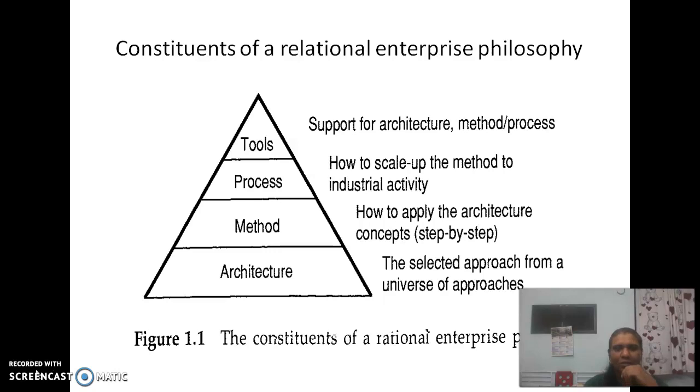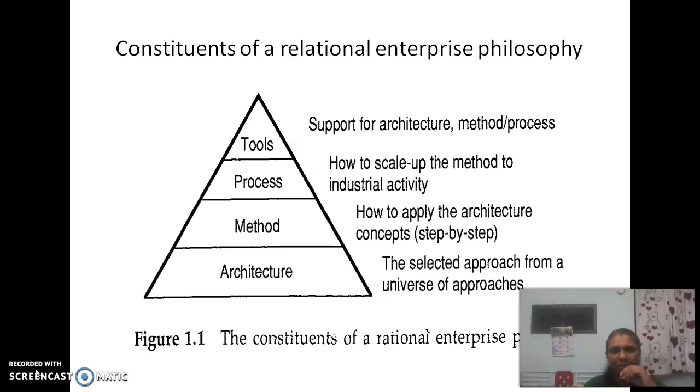So the constituents of a relational enterprise have been listed here. It forms a small triangle made up of 4 divisions. It consists of tools, processes, method, and architecture. We need some support for architecture, method or process, and so we need to depend on something called tools. So there should be a process to scale up the method of industrial activity.